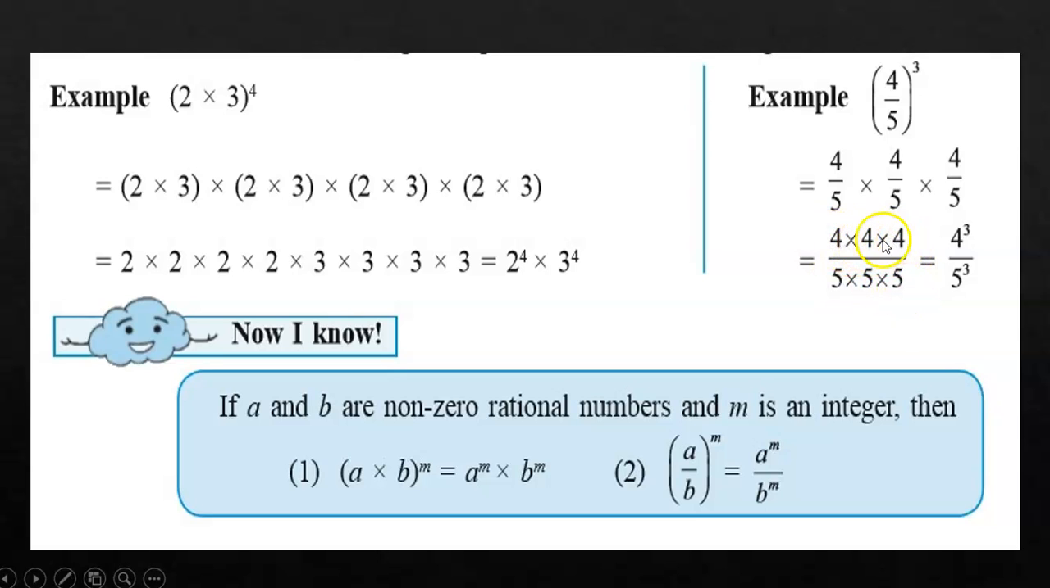Now this is how many times? 3 times. And 5 is how many times? 3 times. So 4 raised to 3 upon 5 raised to 3. This and this is the same and is shown in this law. That is, a upon b the whole raised to m means a raised to m upon b raised to m. Have a look at this and this and this and this.